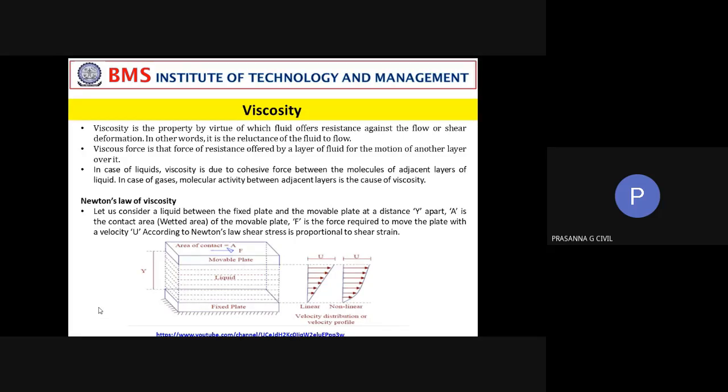Now, let us consider a fluid between the fixed plate and the movable plate at a distance y apart. A is the contact area or the wetted area of the movable plate, and F is the force required to move the plate with a velocity u. So you know that according to Newton's law, shear stress is proportional to shear strain.